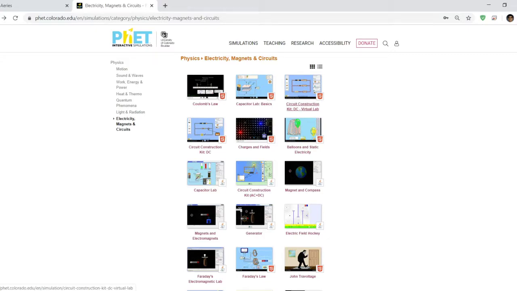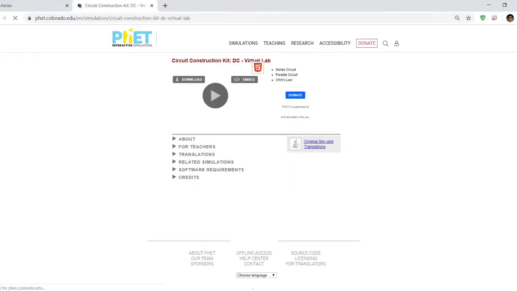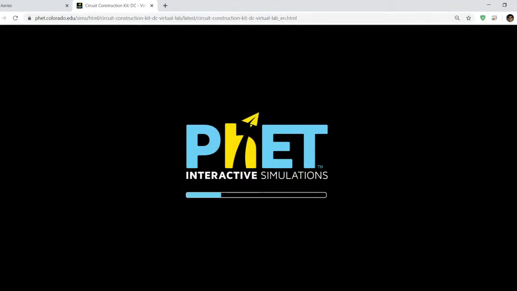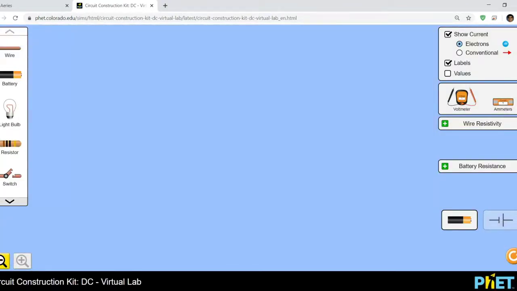Alright, we'll go ahead and open up the DC kit. Of course, DC, remember, is direct current. Basically, all it means for us is that the voltage supply, the power supply, is giving us a constant voltage at all times, whereas AC is sinusoidal.